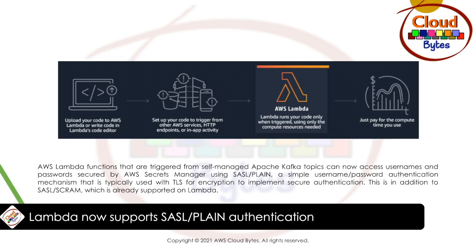for execution. So looking at this, an AWS Lambda function that is triggered from a self-managed Apache Kafka topic can now access usernames and passwords by secure means using AWS Secrets Manager. And this is using SASL/plain, which is a simple username password authentication mechanism, and is used in TLS for encryption. This is in addition to SASL/SCRAM, which is already supported by Lambda. Moving on to the next news.